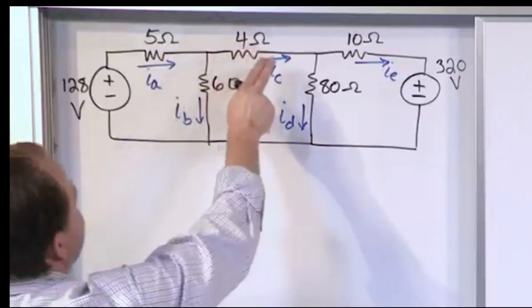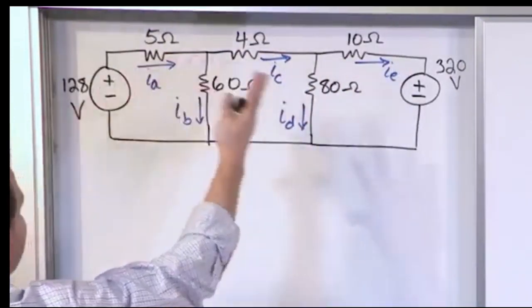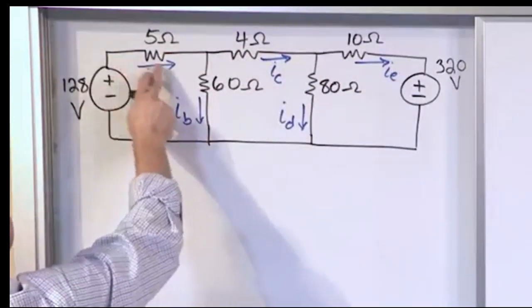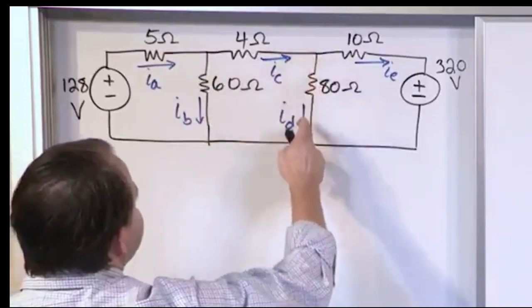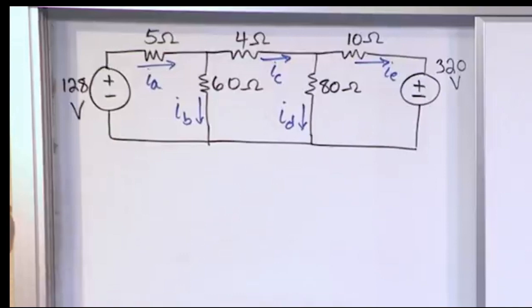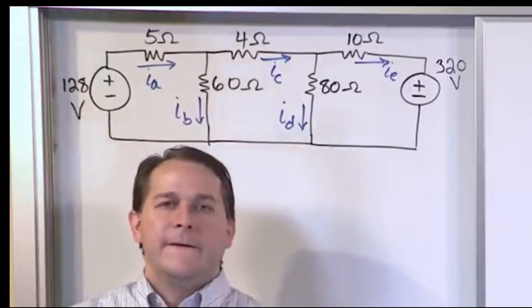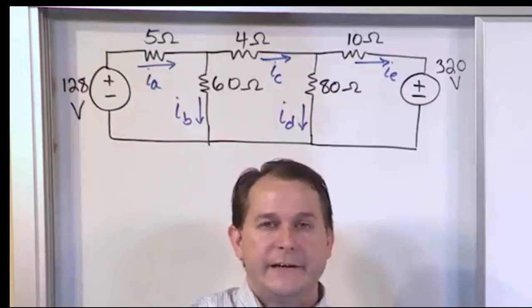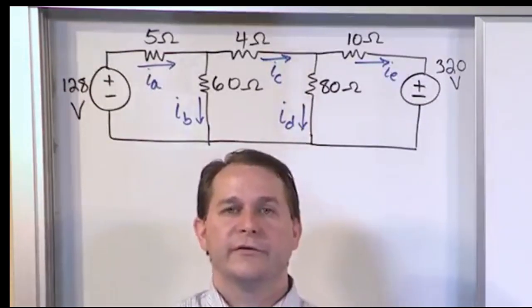We have lots of resistors connected here, and we already, ahead of time, have drawn I sub A, I sub B, I sub C, I sub D, I sub E. So basically, the current in every single leg of this circuit is already drawn for us. And the question might say, find IA, IB, IC, ID, and IE. Find all the currents in the circuit.